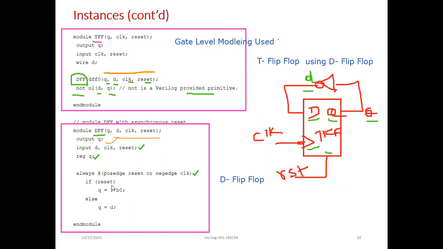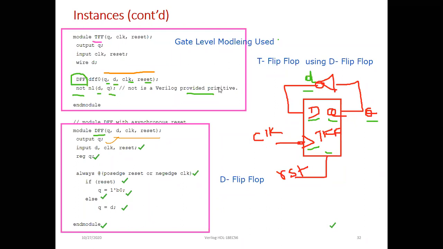Now I'm saying if reset means what? Reset is equal to 1, then Q will be 0. Else, when the reset is 0, Q follows D. Then we'll go for endmodule. Once we write this one, automatically what will happen? Then we need to run the top level module. When you are going to run the program, you need to run the top level module.